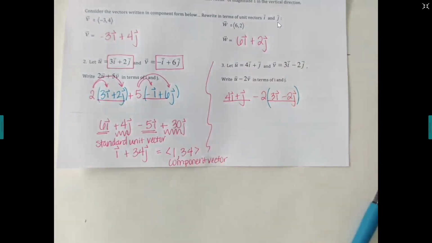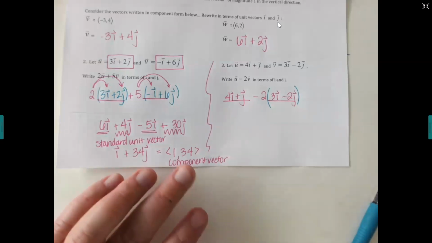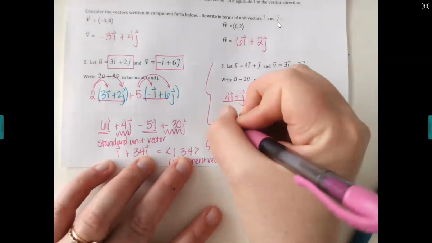Why don't I have to put them on the first? There's no number in the front. What do we call that number? Starts with an S? Scalar. No scalar in front means you don't have to put parentheses, but if you want to, you can. So this one's gonna stay the same, 4i plus j.